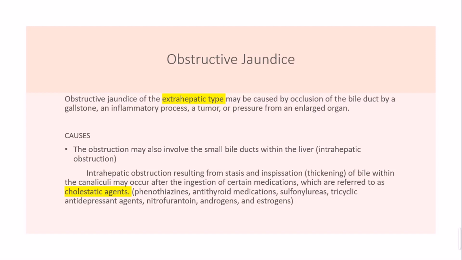Then the other causes: the obstruction may also involve the small bile ducts within the liver, which is intrahepatic obstruction. In case of intrahepatic obstruction resulting from stasis, stasis means remaining in one place, and inspissation, which is thickening of the bile within the canaliculi, it may occur after the ingestion of certain medicines. These are the list of medicines which we call cholestatic agents. It means they cause cholestasis. Okay. So these are the reasons for obstructive jaundice.